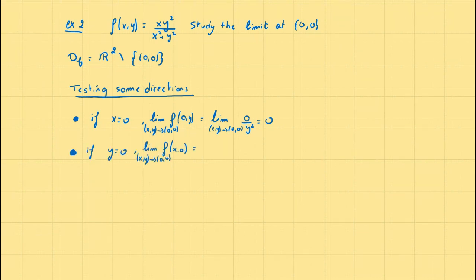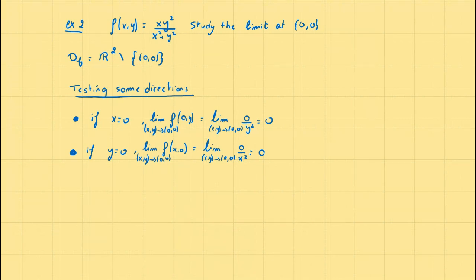Let's try another direction. If we take y equals 0, then the numerator will be 0 and the denominator will be x^2. So 0 over x^2, that's equal to 0 as well. So it seems that we are finding the same limit. Now you can try other directions like x equals y or whatever. So you see that we are finding 0 all the time. So the limit might exist. In the case that it exists, it will be 0, of course. It will be one of the limits that I found.